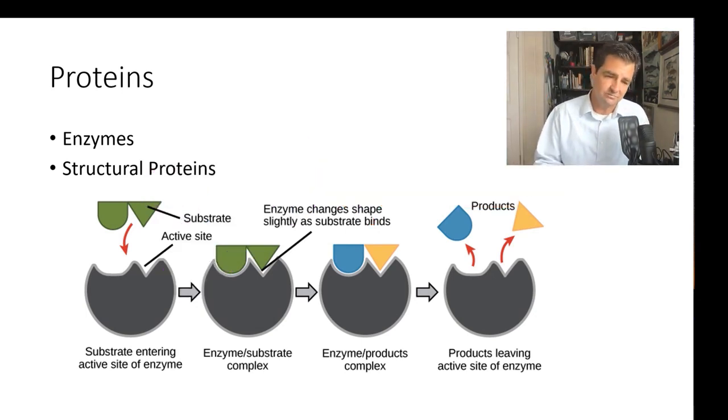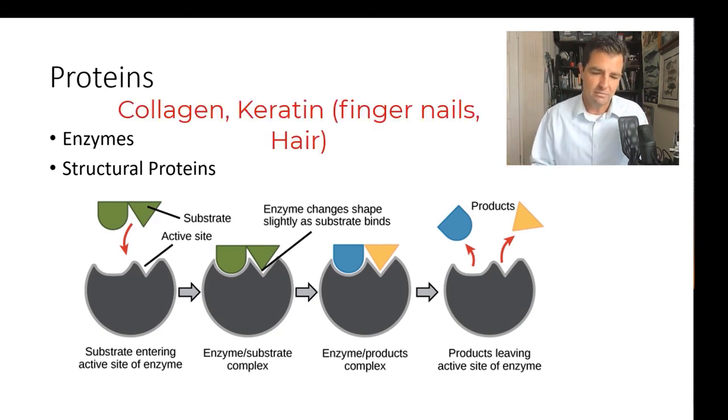In addition to enzymes, we also have structural proteins, and examples of those might be like collagen that are used throughout your body in tendons and ligaments and things like that, and also keratin, which is a major component of your hair and your fingernails.